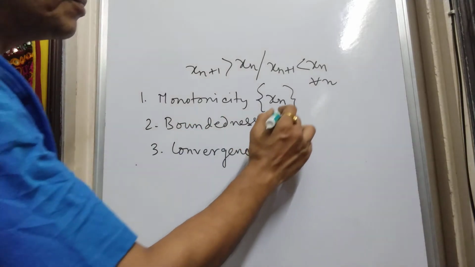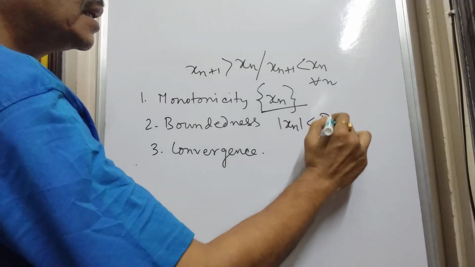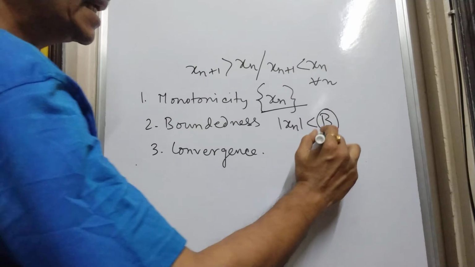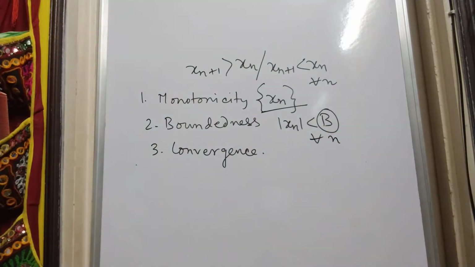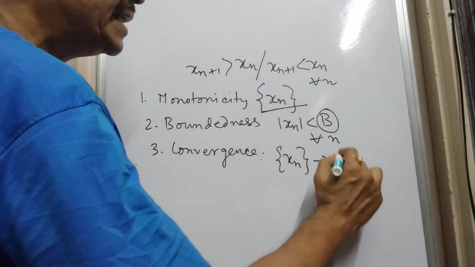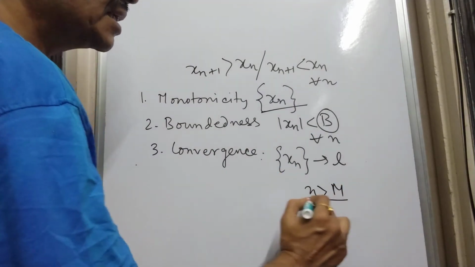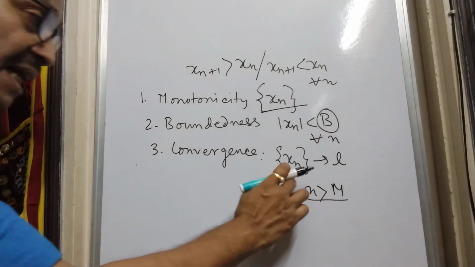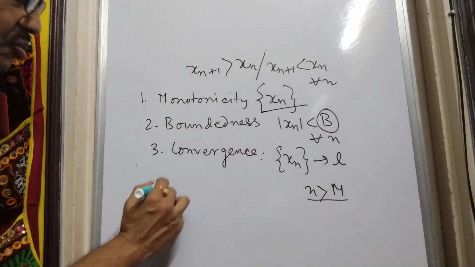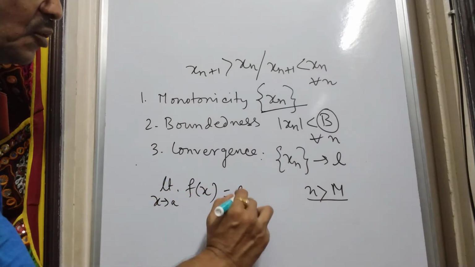What is boundedness? If for any sequence xn we can say that all the values of xn, for all n is very important here, mod of xn is less than b, then it is bounded. And what is convergence? Convergence is that the values tend to a particular value after this n gets sufficiently large. And this precisely takes us to the concept of limit of fx as x tends to a equal to L.